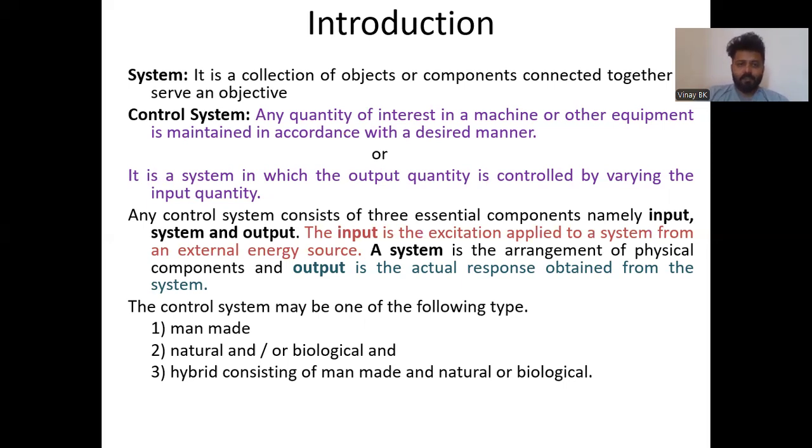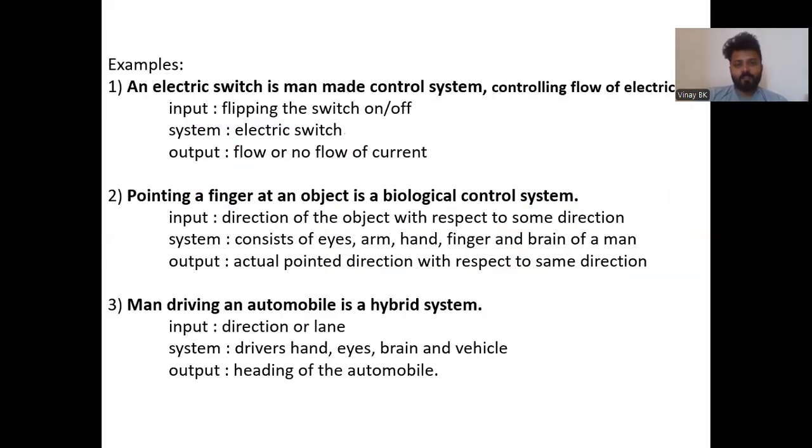Now for examples of control systems, these are all basic examples you can see in daily life. An electric switch is a man-made control system controlling the flow of electricity. If you switch on the button, the lamp or fan, whatever the equipment is, turns on, which means that we are giving input to the switch by pressing it.